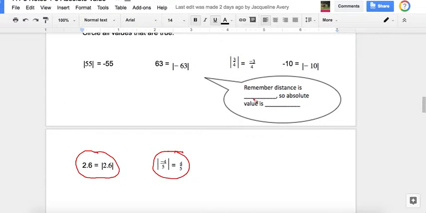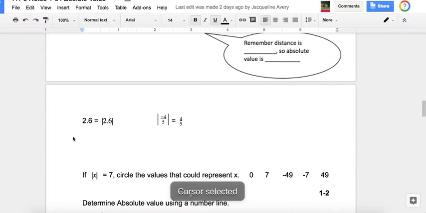Now remember, distance is positive. So absolute value is positive. Okay, now we can move on.